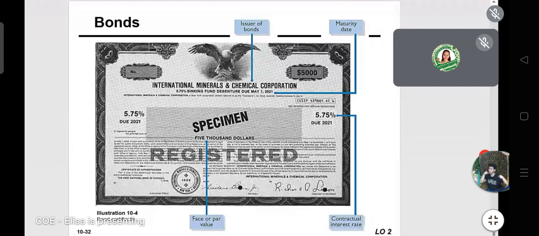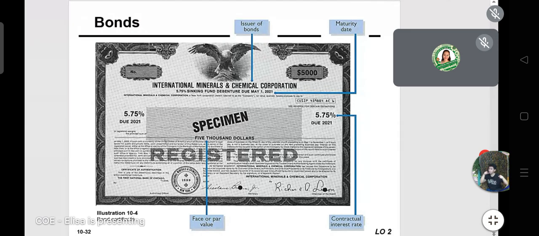So you have here, this is the issuer of the bond. In this case, it could be San Miguel Corporation. So muna siya din. Then you have here 5.75% sinking fund debenture due May 1, 2021.